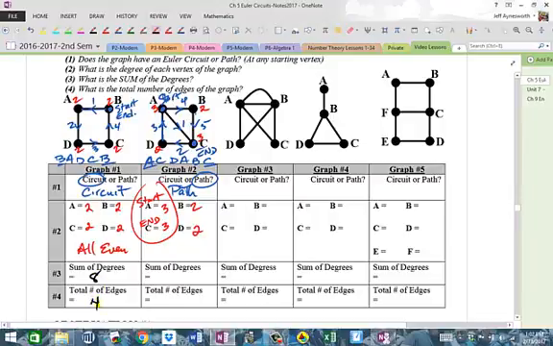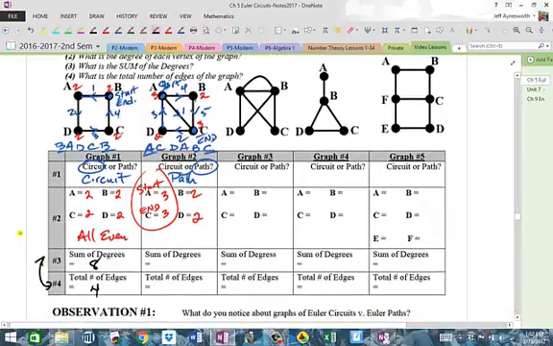Maybe there's a relationship between the sum of the degrees and the number of edges. So right here, is there a relationship between the two? Let me write that down. Is there a relationship between the sum of the degrees and the total number of edges?